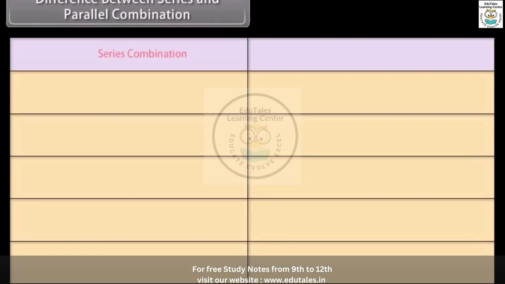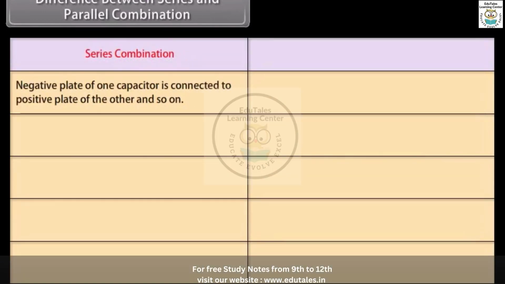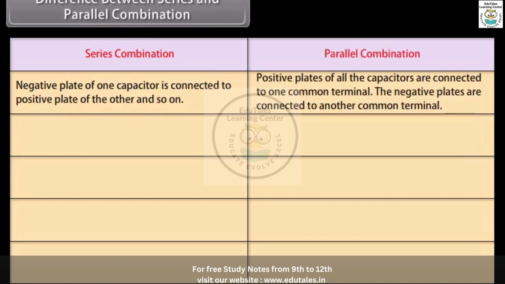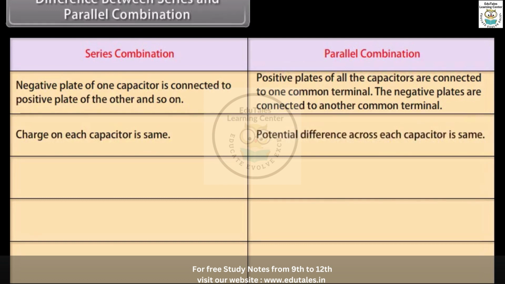Difference between series and parallel combination. In series combination, the negative plate of one capacitor is connected to the positive plate of the other and so on. Whereas in parallel combination, positive plates of all the capacitors are connected to one common terminal and negative plates are connected to another common terminal. In series combination, the charge on each capacitor is the same. Whereas in parallel combination, the potential difference across each capacitor is the same.